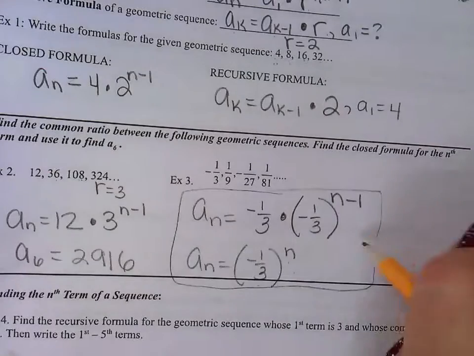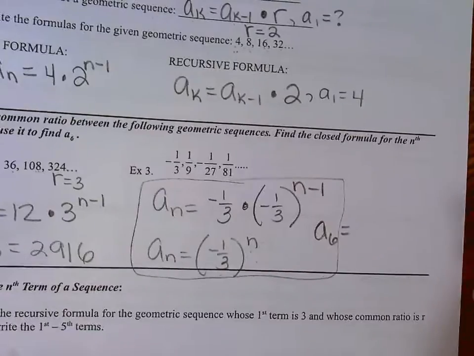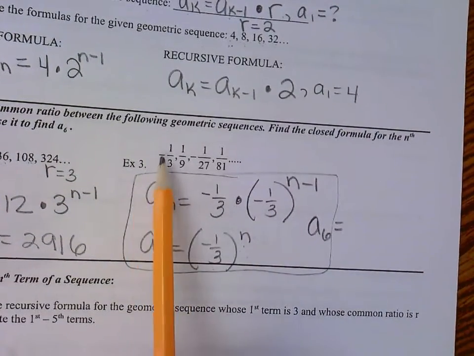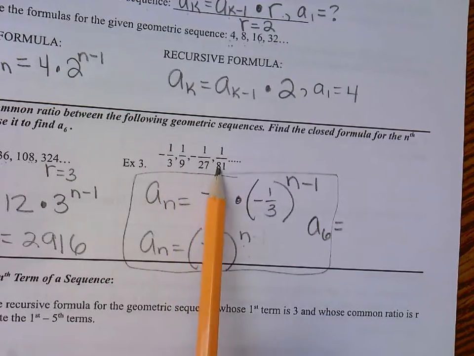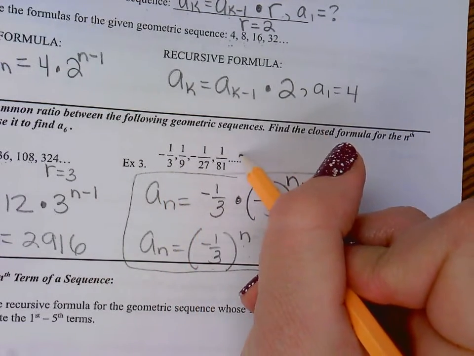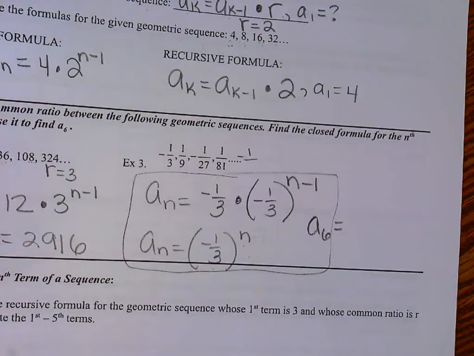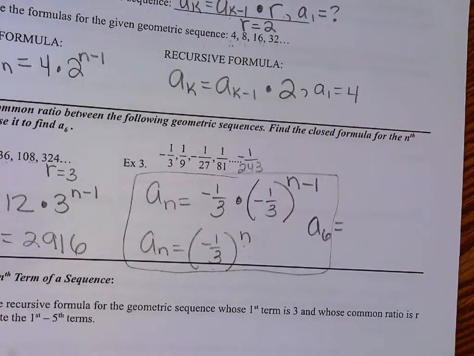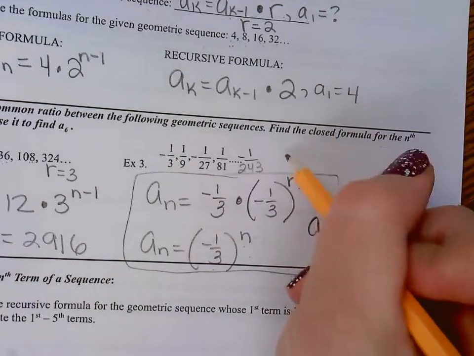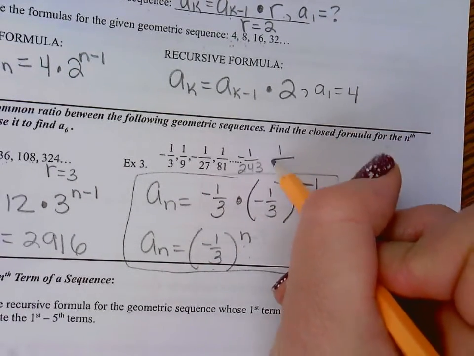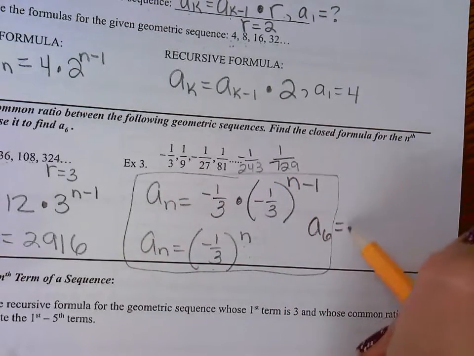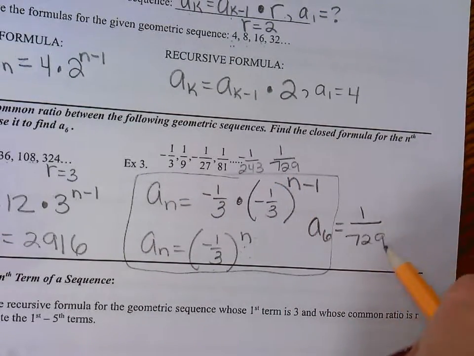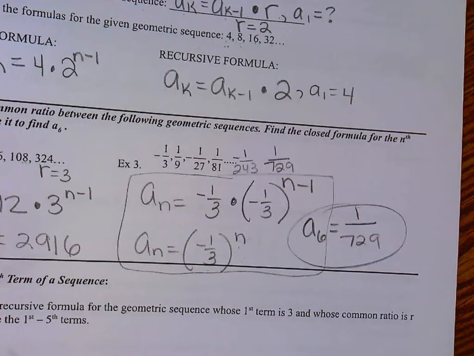So what is a sub 6? Let's see, it's going to be negative, positive, negative, positive. So my next one's negative, right? Is that next one 243? What's 81 times 3? Negative 1/243. And then if I multiply by 3 again, I'm going to be at a positive, right? Positive 1/729. I would leave it like that because you can see the pattern in the fraction rather than a crazy decimal.